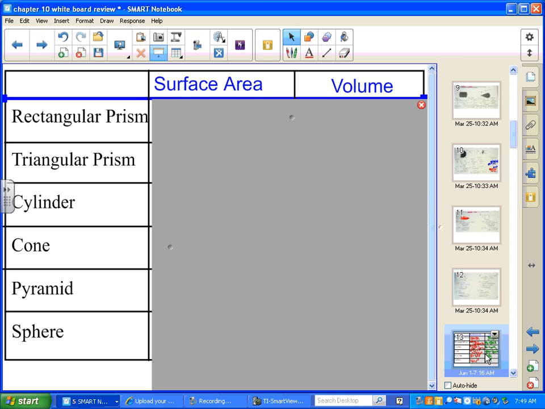Okay, I want you guys to get either a piece of notebook paper or your notebook, and I want you to make a table. Did you for yourself? Okay, then you don't have to do it. Okay, well, I want you to redo it then. It should look like mine. 1, 2, 3, 4, 5, 6, 7. Should be 7 by 3. 7 rows, 3 columns. And I want you to put at the top of one of them surface area, top of the other one, volume.